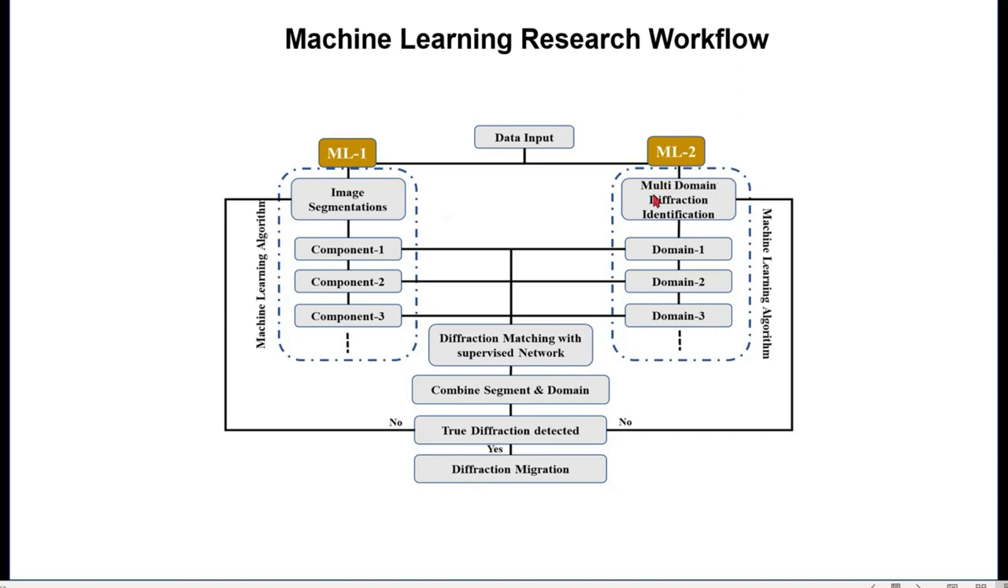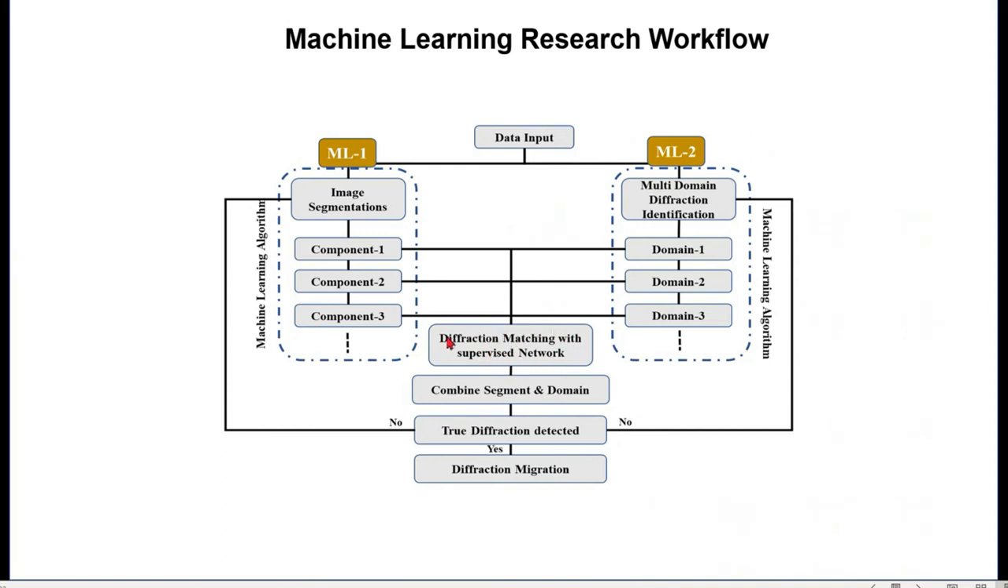And on the right side, we have another algorithm which is called multi-domain diffraction identification. In that, we define different domains. On the left side of image segmentation we have components, and on the right side we have the domains. Let's say you have the near offset, far offset, mid offset, or zero offset data. These different domains you can define, and you can come up with this supervised learning network.